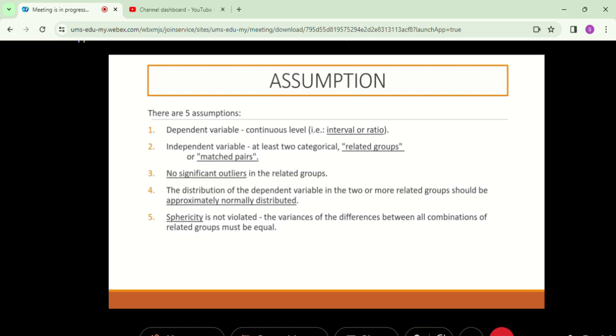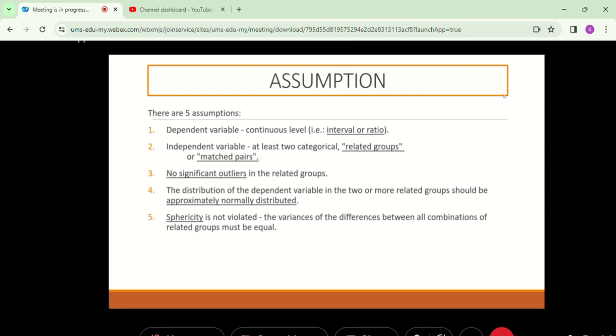And then the fifth assumption is sphericity. Sphericity means that the variances of the differences between all combinations of related groups must be equal. So we don't use the term homogeneity of variances here because we are not looking at the variances from each group. What we are focusing on here is the variances of the differences between all combinations of related groups. We assume that the variances of the differences are more or less similar. So this is what sphericity means.